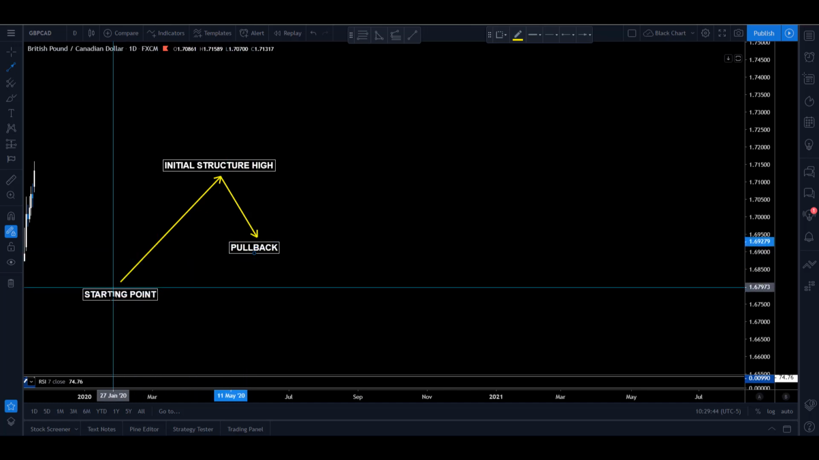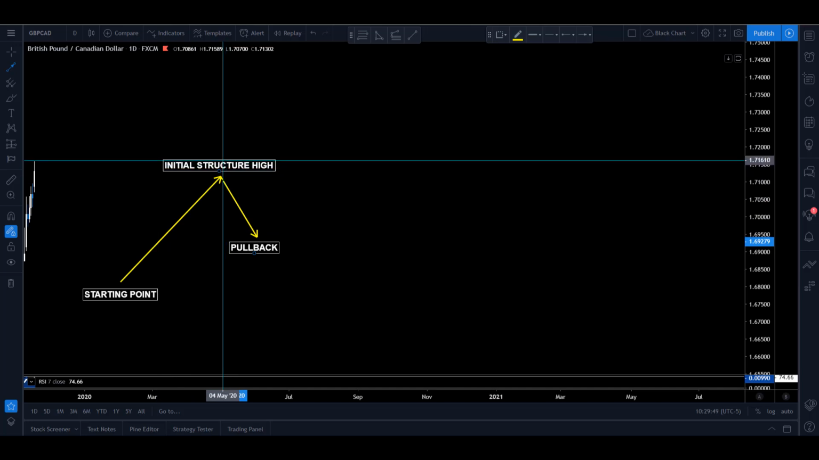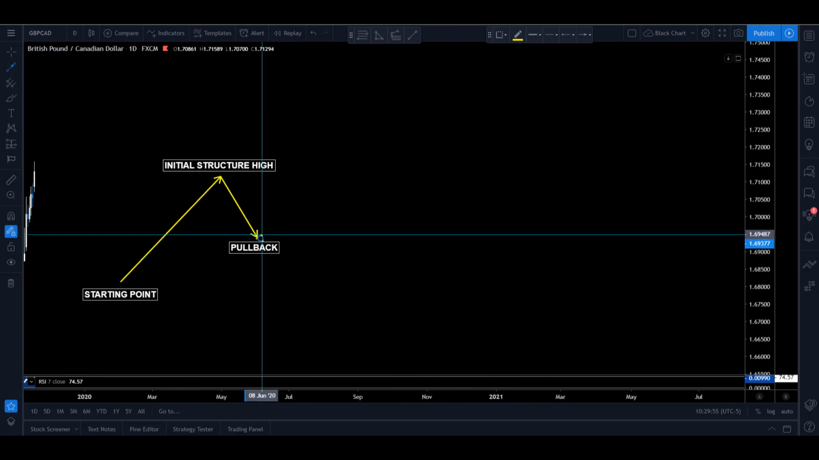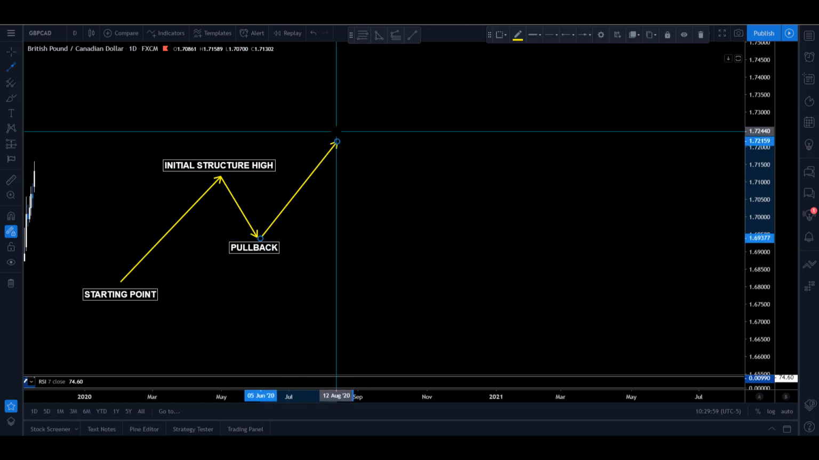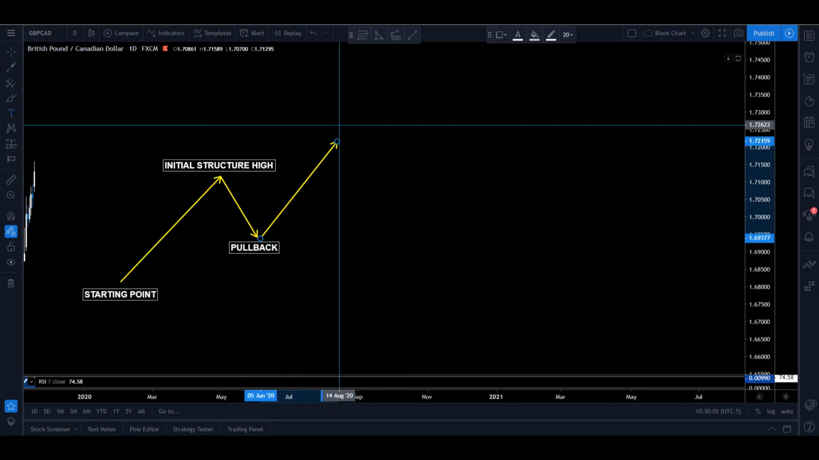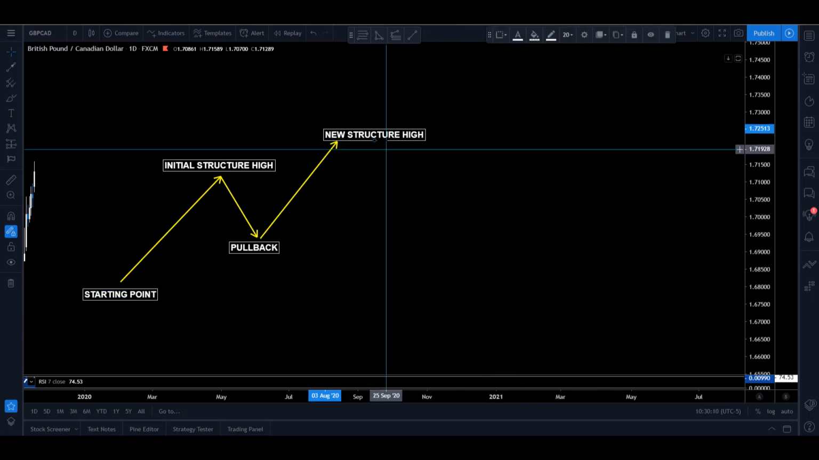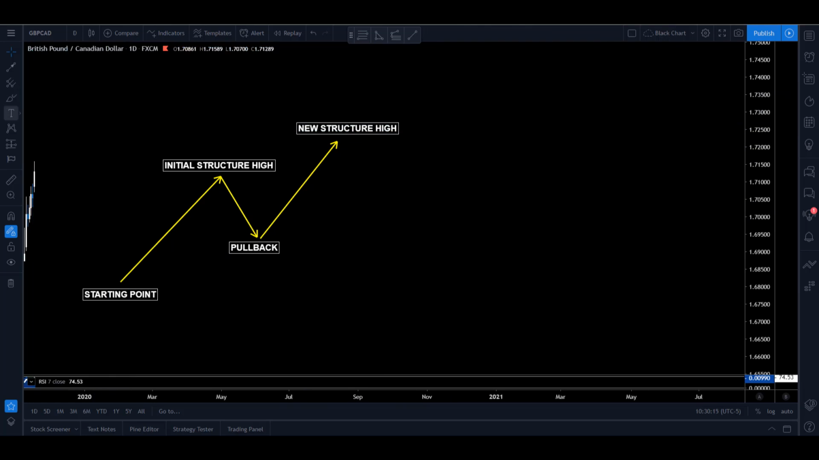So not only do we need this starting point to initial structure high, move 1, not only do we need this pullback, a little bit of a relief from a trend, because we know trends kind of ebb and flow, but then we need confirmation by price action extending further and giving us what's called a new structure high. This is the 3-point move that we require in order to have a trend, right?